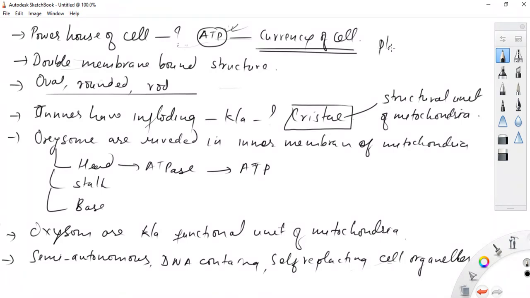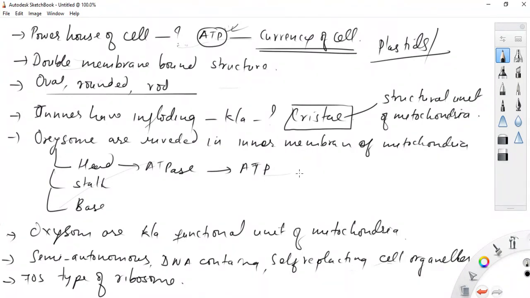So plastids and mitochondria are known as semi-autonomous organelles, and they have 70S type of ribosome. Is 70S ribosome found in prokaryotic cells or eukaryotic cells? Can you tell me? Prokaryotic cells. So that means mitochondria have a bacterial origin. Can I say that? Mitochondria have a bacterial origin.